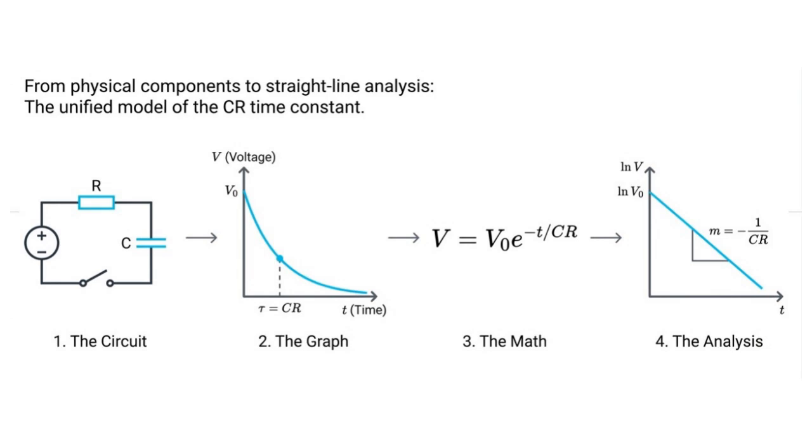The slope of this line is -1 over CR, which is very useful because it directly relates the measurable slope to the product of the resistance and capacitance, giving us a unified way to analyze the system and extract the time constant clearly and efficiently.